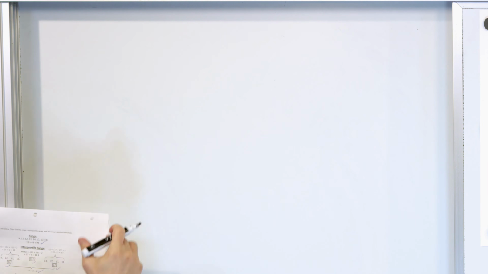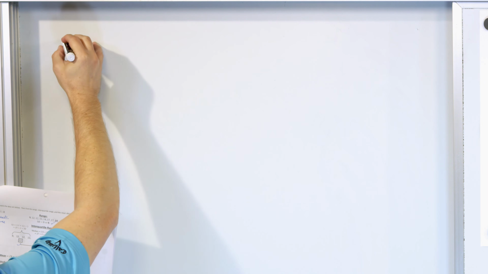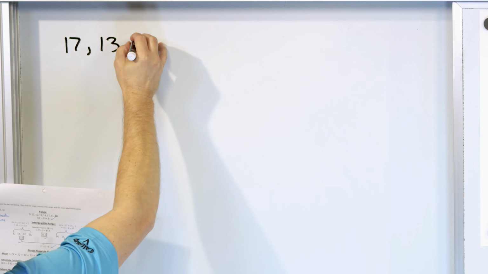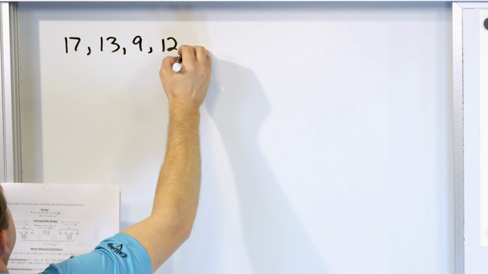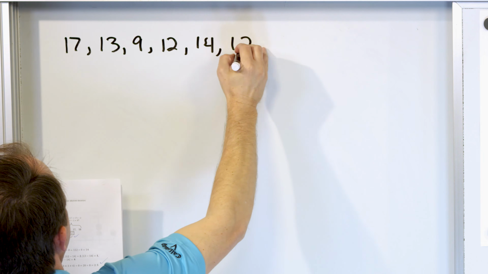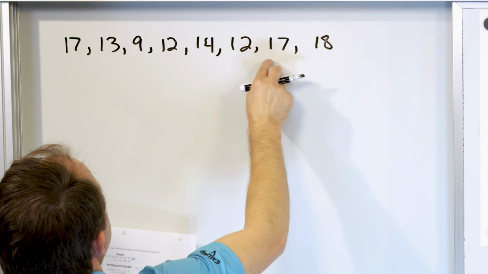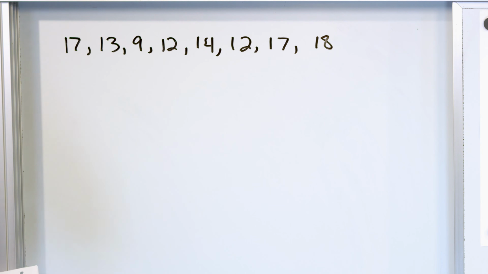All right, let's take a look at our last bit of data in this lesson. This is the number of lemons on various lemon trees. So one tree had 17 lemons, another tree had 13 lemons, and then 9 lemons on another, 12, 14, 12 lemons, 17, and then 18 lemons. 1, 2, 3, 4, 5, 6, 7, 8. And we have 8 trees in our data set.